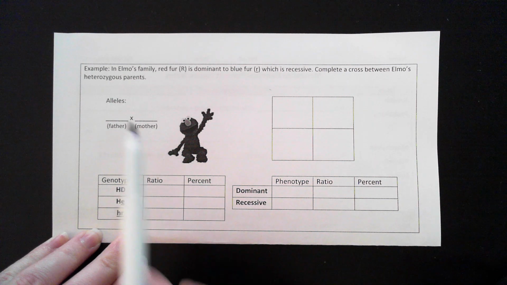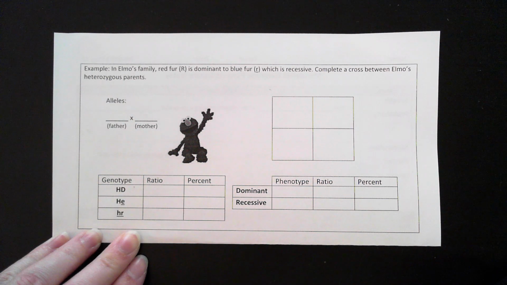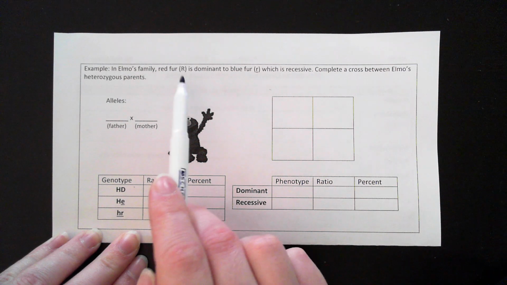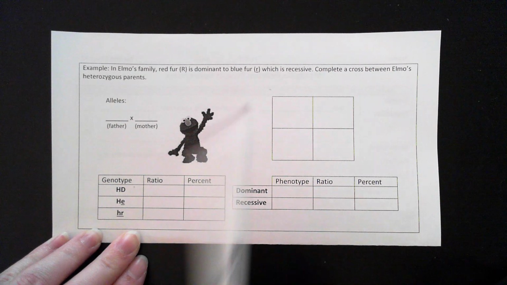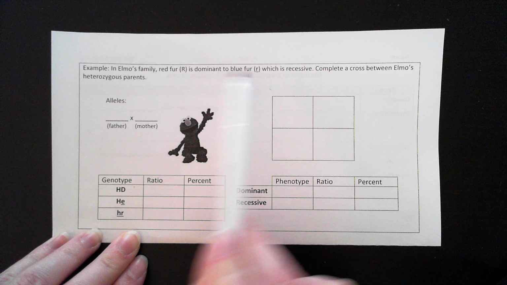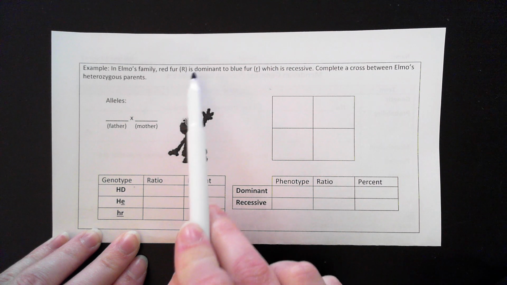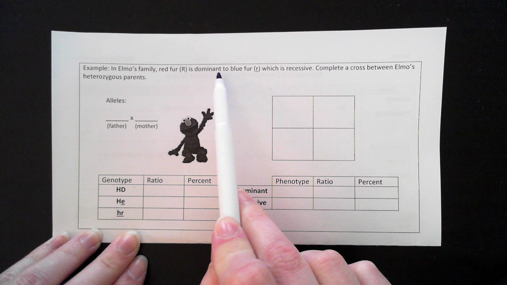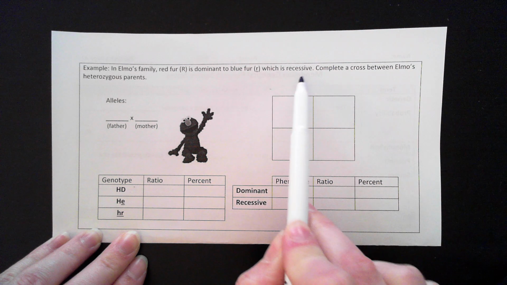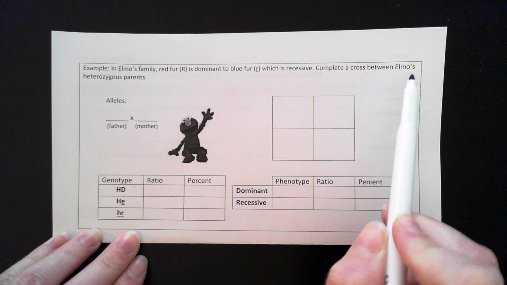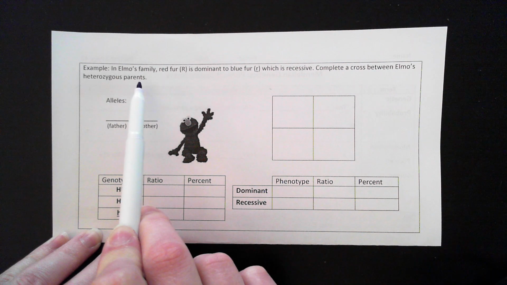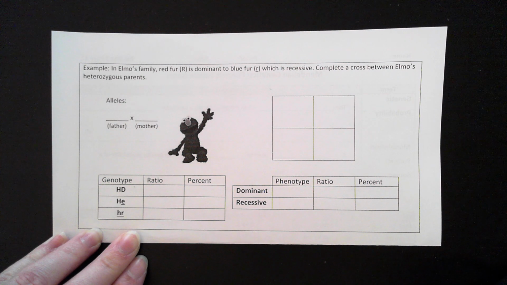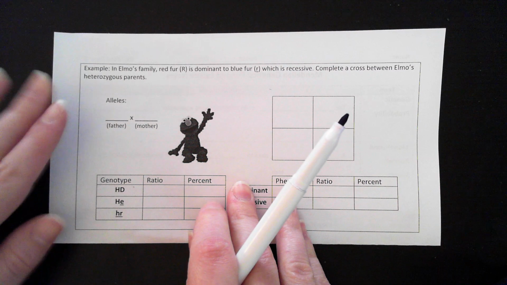All right, so our example is in Elmo's family, red fur, capital R, is dominant to blue fur, lowercase r, because remember we used the first letter of the dominant trait, which is dominant to blue fur, which is recessive. Complete a cross between Elmo's heterozygous parents. Right, so we know that both of his parents are heterozygous.